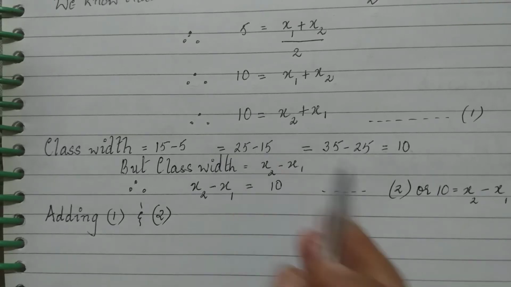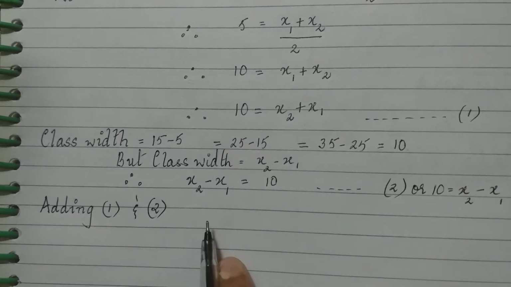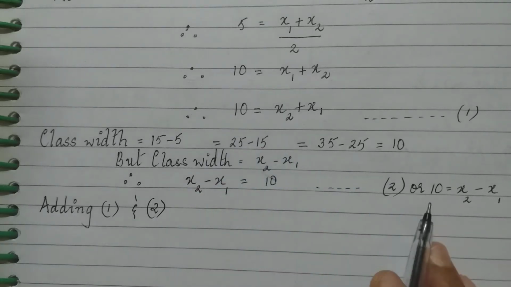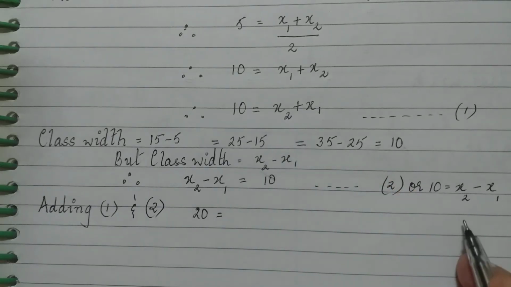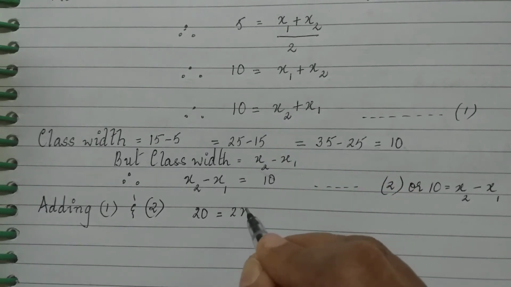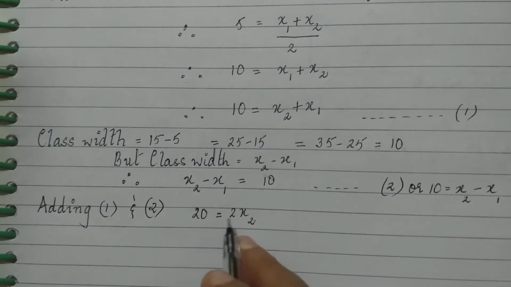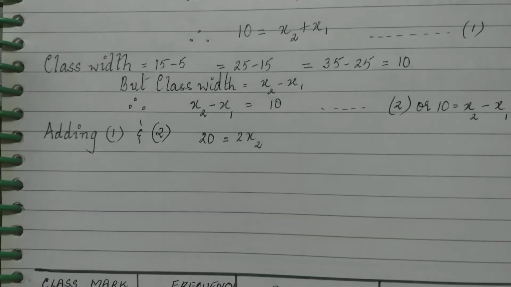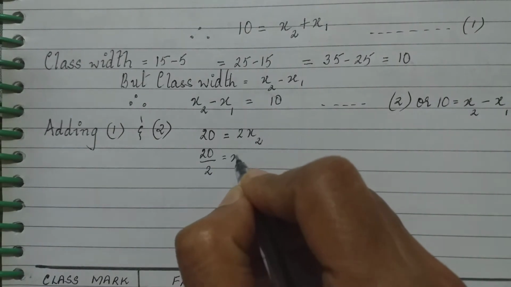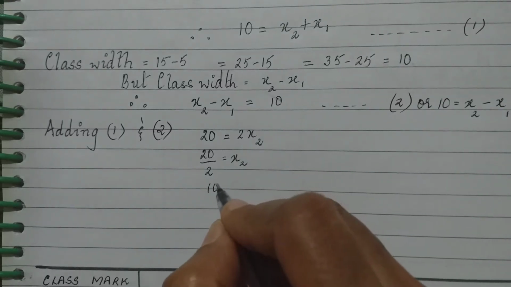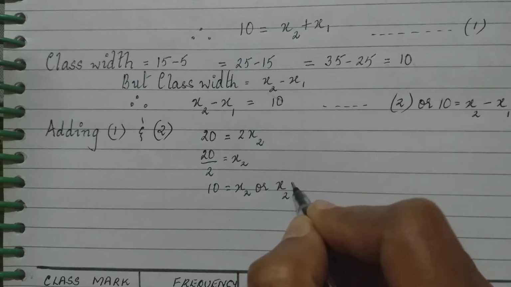I have written it like this, so when I add both of these, it will be simple for me because I am adding equations 1 and 2. Now when I add 1 and 2, 10 plus 10 is 20, is equal to x2 plus x2 is 2x2, plus x1 minus x1 will cancel. So from here I can find out what is x2, that is 20 divided by 2 is equal to x2. 20 divided by 2 is 10. So x2 is equal to 10.